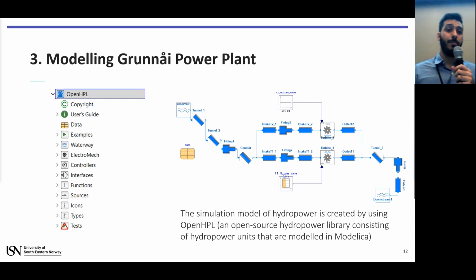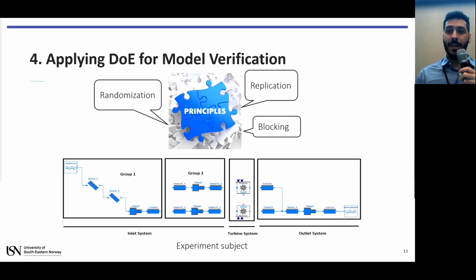Okay, so the modeling of the power plant is developed using OpenHPL, which is an open source hydropower library, which consists of hydropower units that are modeled using Modelica. So the diagram that we saw before in red is now closed here using Modelica components. And the three basic components of the design of an experiment are applied in this model verification procedure. So the first part is the blocking.